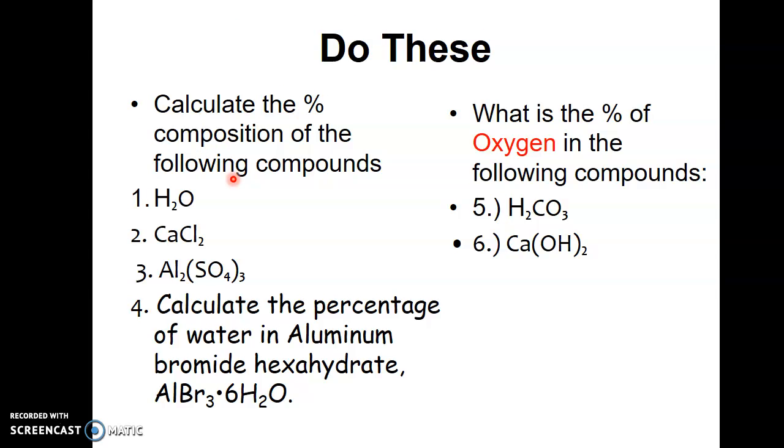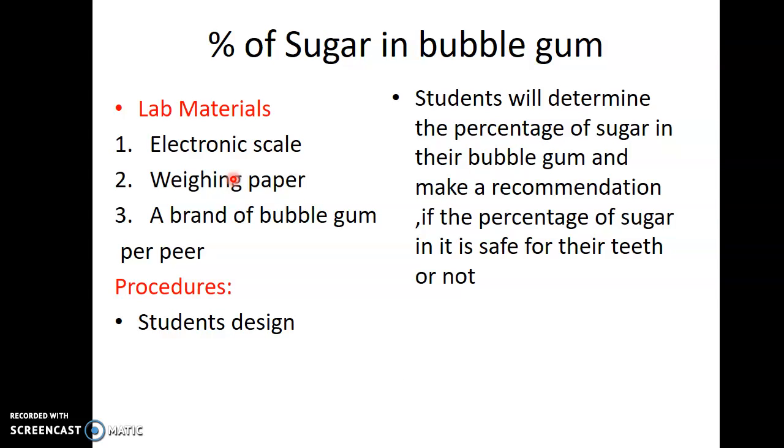And this is the independent practice for them to do in the class. And then this is a mini lab which the students will have to design. It's an inquiry lab to find the percentage of sugar in bubble gum. We have many brands of bubble gum given to the students. They pair up and they have one type of bubble gum each. And then they have to design the experiment on how to get the bubble gum sugar and then find the percentage.